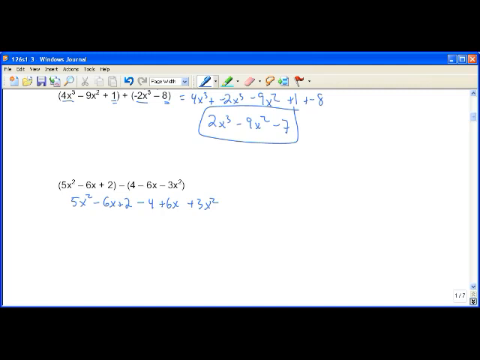Next one, we have this subtraction here, so I'm going to distribute that to all the terms. So it's going to be a minus 4 plus 6x plus 3x squared. Now we can combine like terms. 5x squared plus 3x squared. Those are like terms. We have a minus 6x plus 6x. And we have a plus 2 minus 4. So it's 8x squared minus 2. Hopefully this is review for everyone.